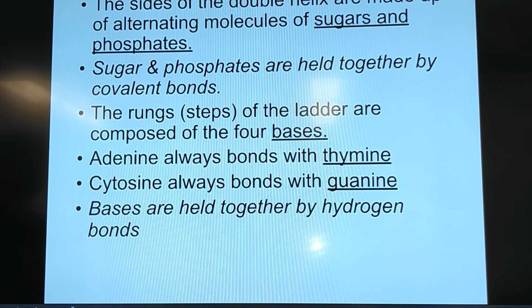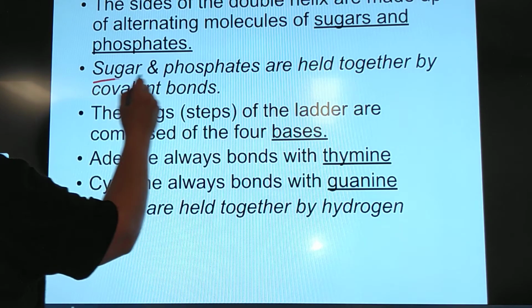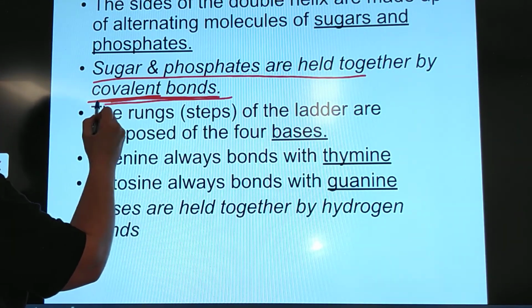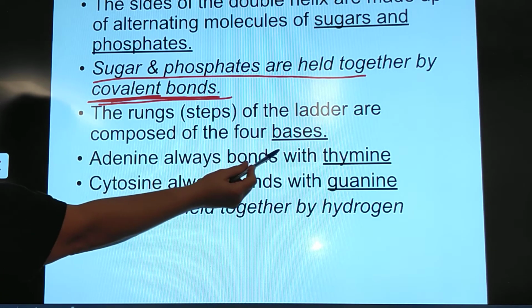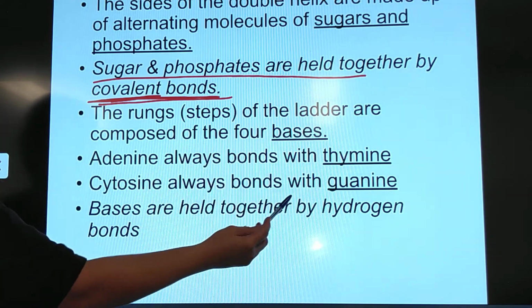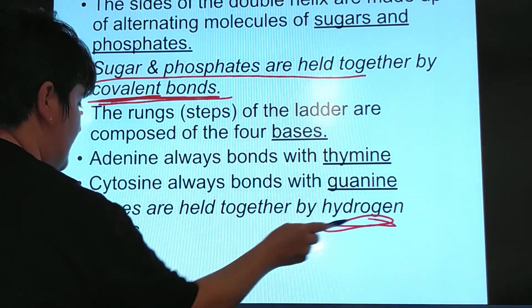So the sides of the double helix are made up of alternating molecules of sugars and phosphates. Sugars and phosphates are held together by covalent bonds. That's important to know. They're held tightly together. Covalent bonds are stronger. The rungs are the bases, the adenine sticking to the thymine and the cytosine sticking to the guanine. They're held together by hydrogen bonds.